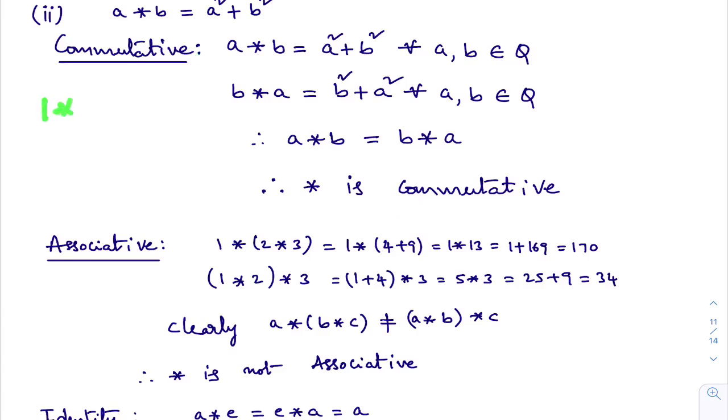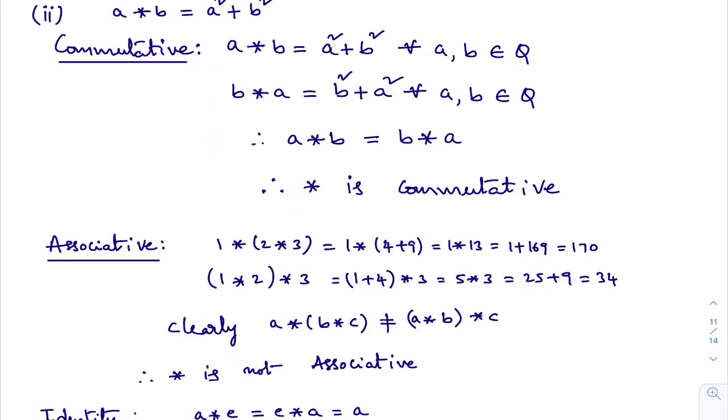You cannot write like this: 1 star 2 equal to 1 square plus 2 square, that is 5. 2 star 1 equal to 2 square plus 1 square, 4 plus 1 is 5. So 1 star 2 equals 2 star 1, therefore star is commutative. Like this you cannot write. That is wrong. When it is not commutative, then you can think of a counter example. When it is commutative, you should follow the general method.